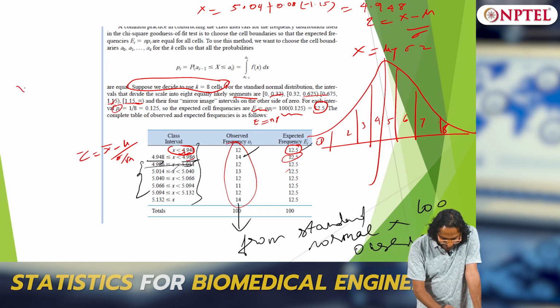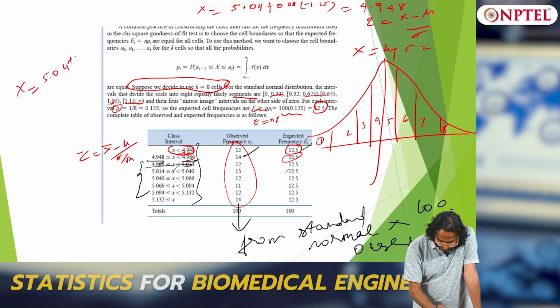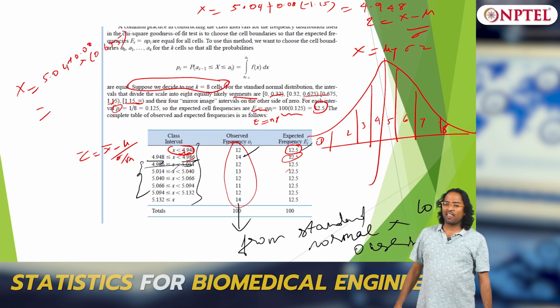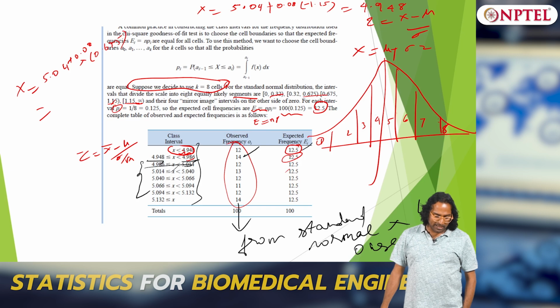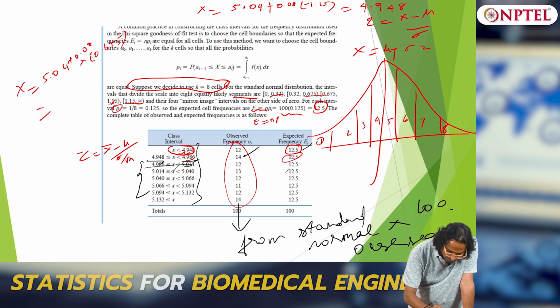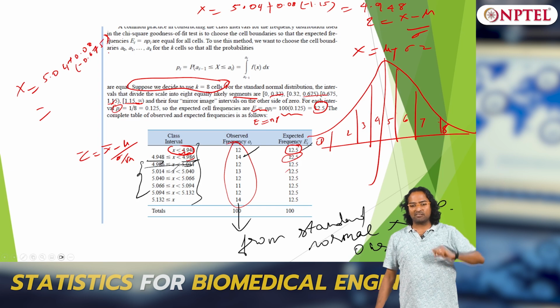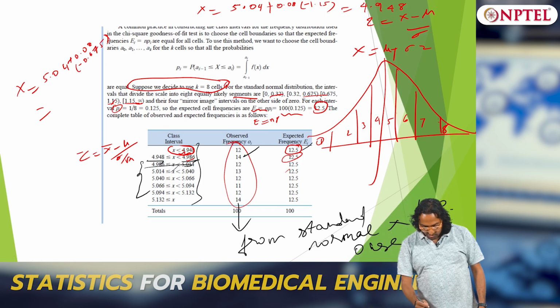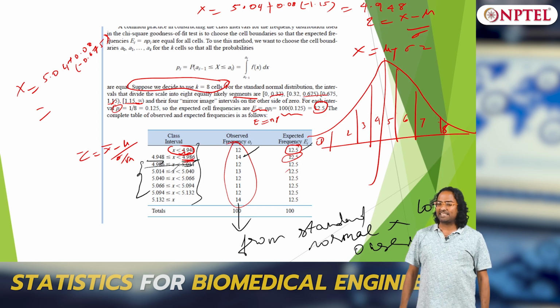How did I get 4.986? Substitute 0.675, you will get the answer. 5.04 plus 0.08 into the second bin, which is minus 0.675. I am talking on the negative side, so it is minus 0.675. What is the value? 4.986. You look at the second value, this is 4.986, that is the second bin end.